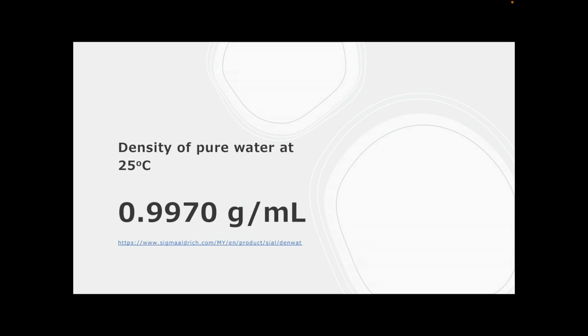Density of pure water at 25 degrees Celsius or room temperature is 0.9970 gram per milliliter as obtained from Sigma Aldrich website.